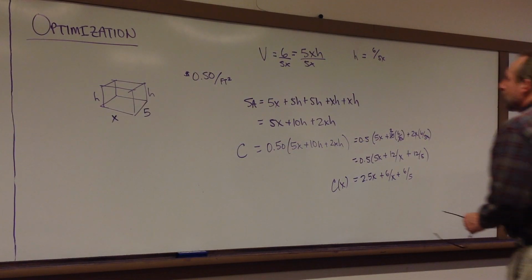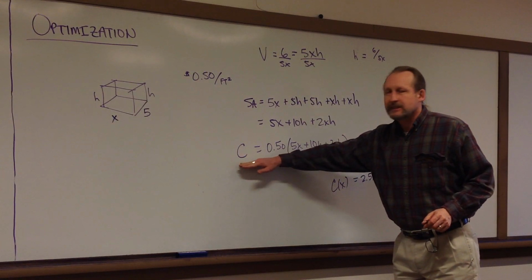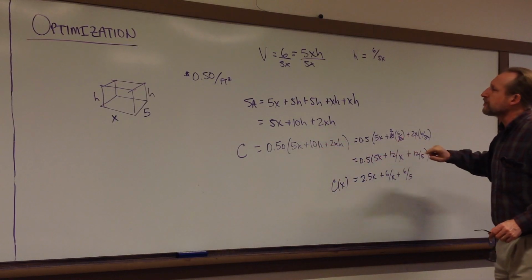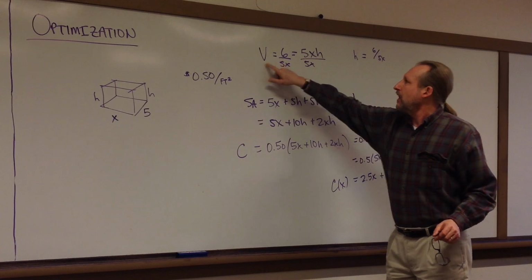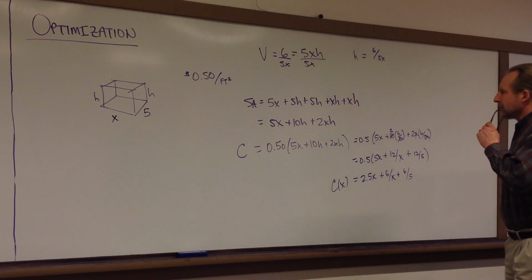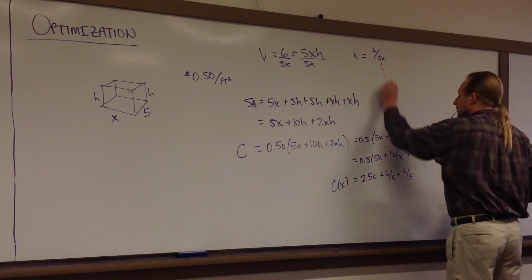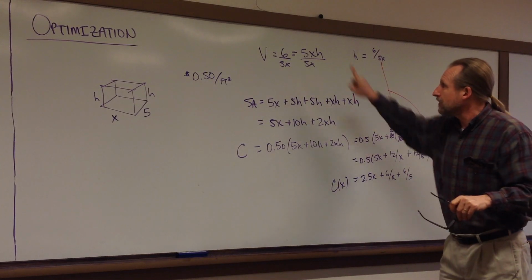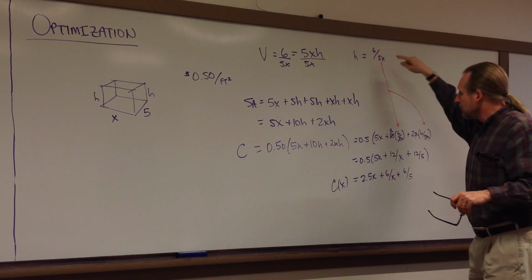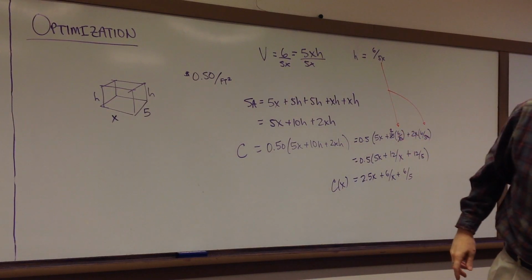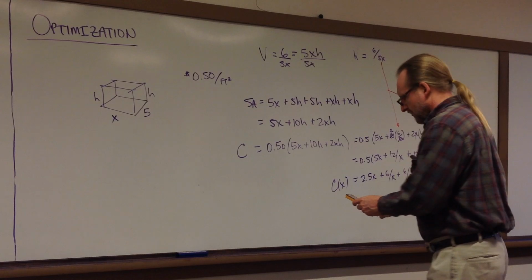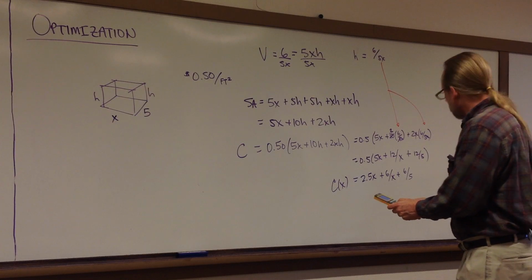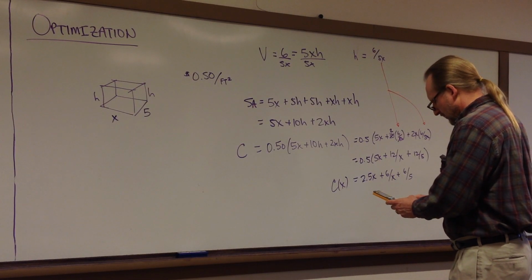So again, notice what we were being asked to optimize was the cost. That's the equation we're going to substitute into. All right? The constraint came from the volume. That's what we used to make the substitution. And that's the key to doing these problems, is identifying the two equations you're going to be working with. One of them you're going to use to substitute into the other. Okay, let's see here. So our function is 2.5x plus 6 over x plus 6 over 5.